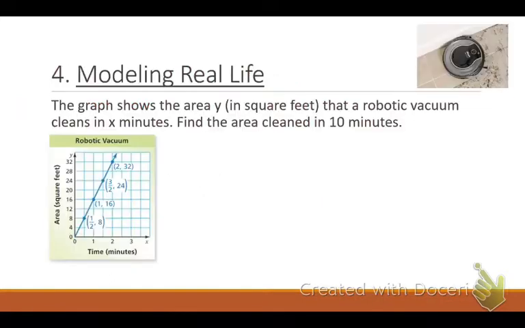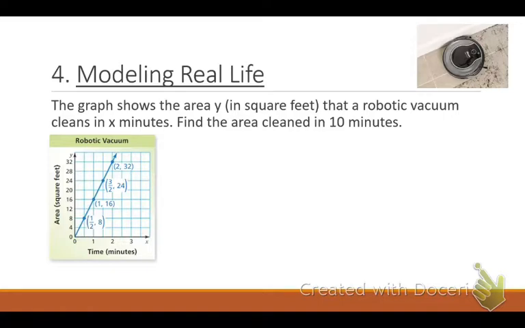So let's look at our final problem for today, modeling real life. The graph here shows the area y in square feet that a robotic vacuum cleans in x minutes. Find the area cleaned in 10 minutes. How many of you have a vacuum like that, a Roomba or a Shark or something like that that cleans your house, okay? So here's what it's asking us. It's asking us, how much can it clean in 10 minutes?